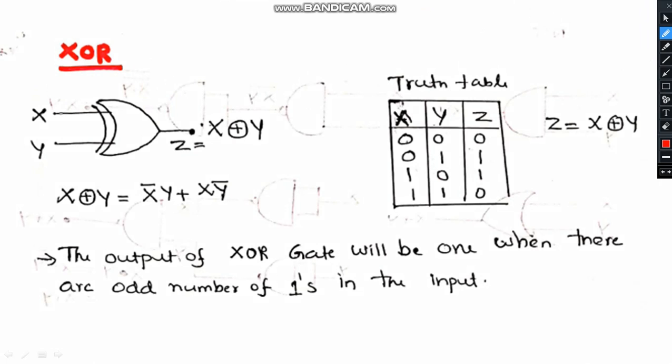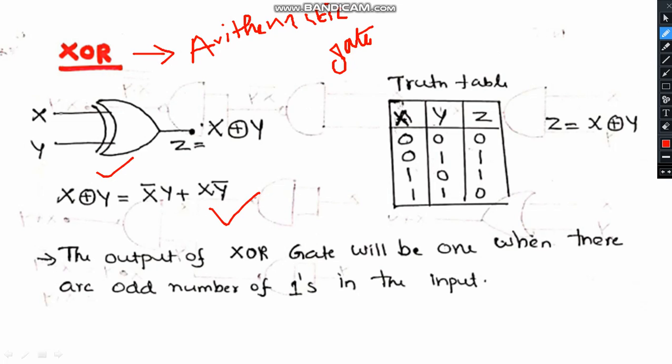Now another type of gate is called the XOR gate. It is also known as the arithmetic gate. Please note this down: arithmetic gate. Here the symbol of the XOR gate is like this. Inputs X and Y, the symbol will be like this only. Then X XOR Y, where X and Y are the inputs.